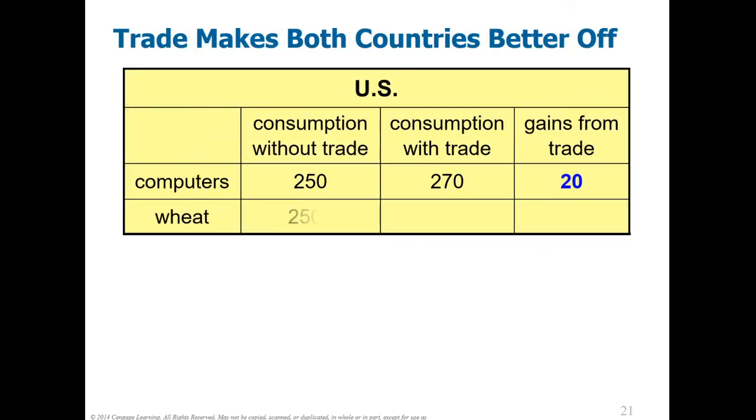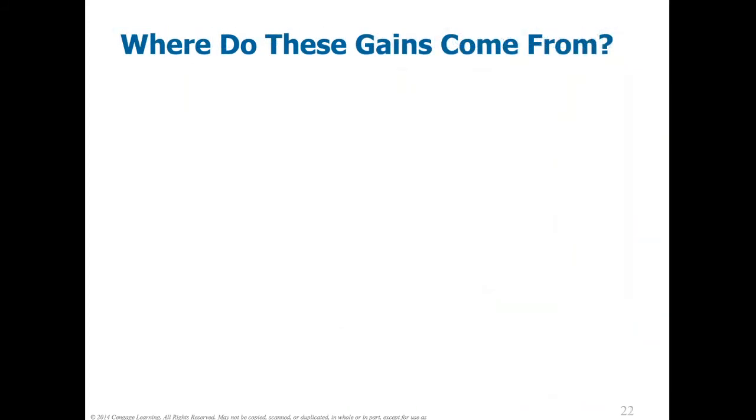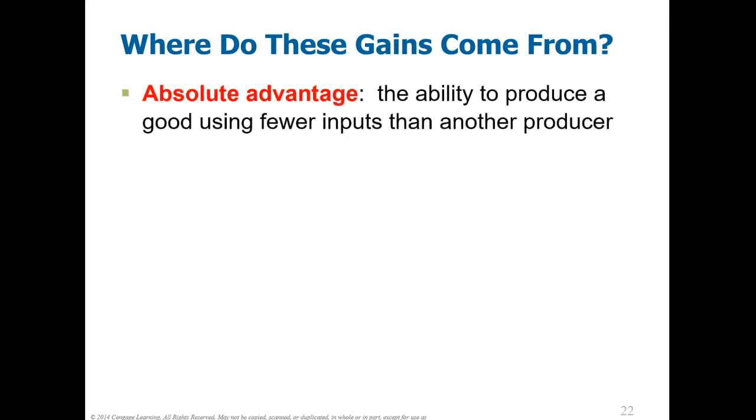Okay, so we look at this. The gain from trade for the U.S. was 20 computers and 200 tons of wheat. For the Japanese, it was 10 computers and 100 tons of wheat. So both countries are better off. Where do these gains come from? Okay, so the first thing we want to look at is what's called absolute advantage.